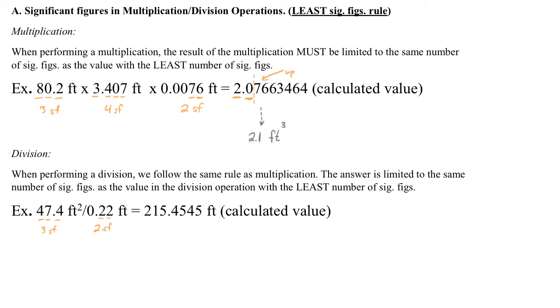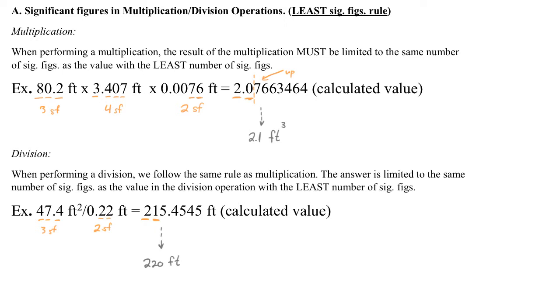How many significant figures should our calculated value be rounded to? That's correct, two significant figures. When our calculated value of 215.4545 is rounded, we get 220. And this has the correct number of significant figures based on this least sig figs rule.